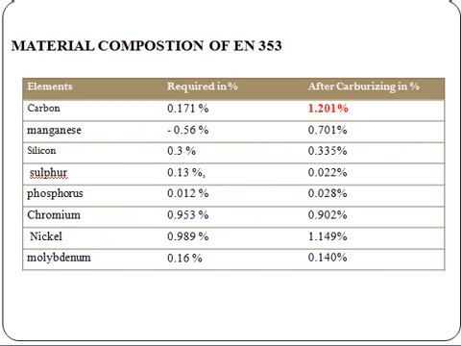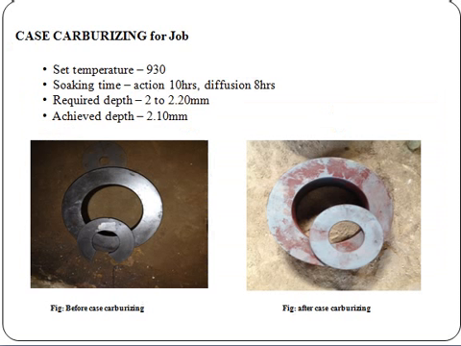Of EN353 after carburizing, they show the red color of carbon content 1.201%, where the required one is 0.1, because after carburizing we note this point. Case carburizing for the job: set temperature 930 degrees Celsius, soaking time 10 hours.